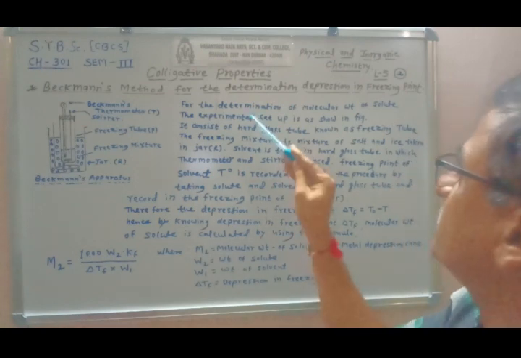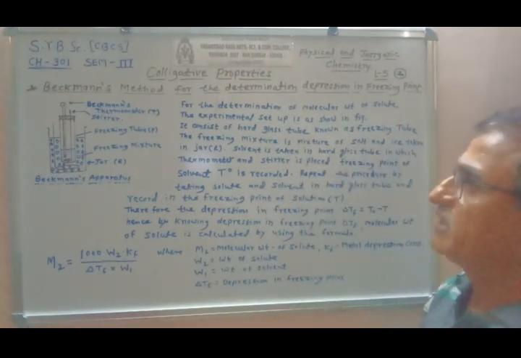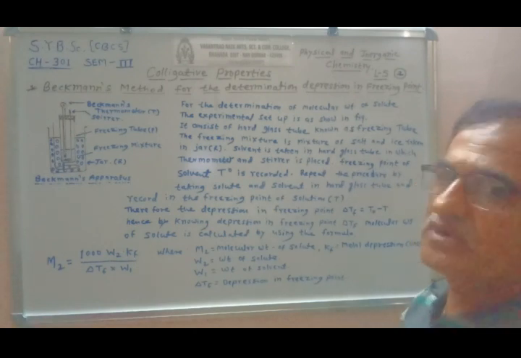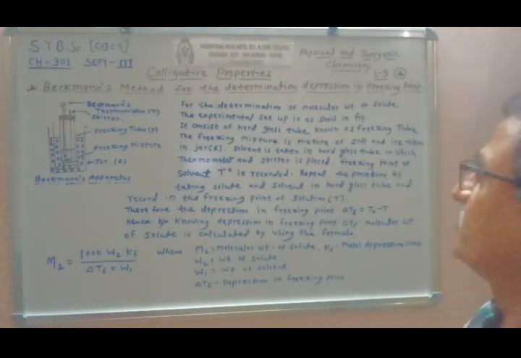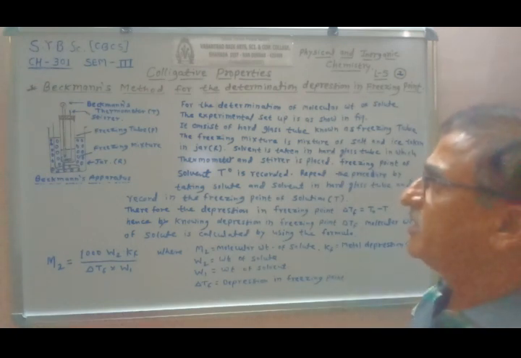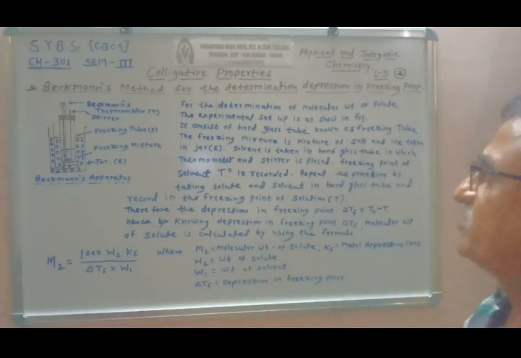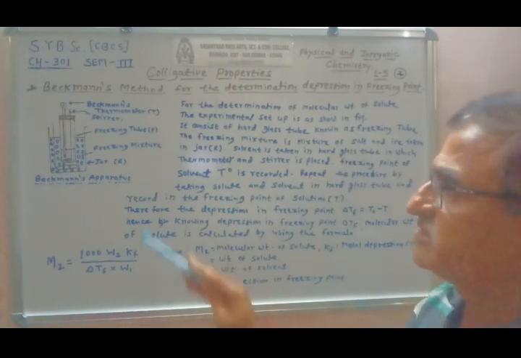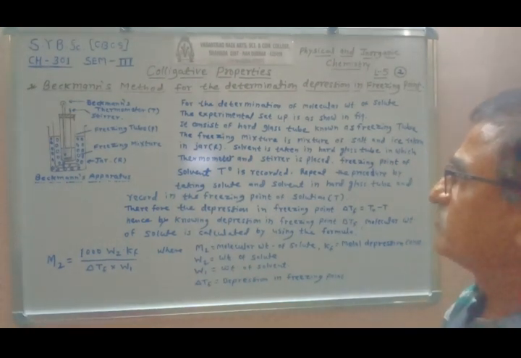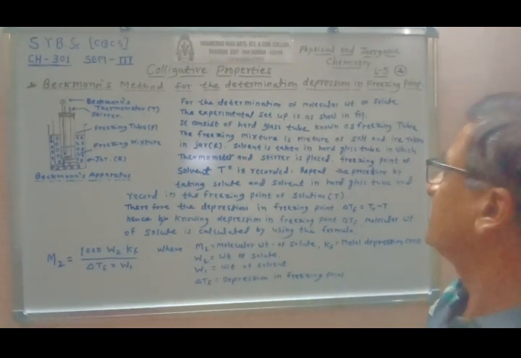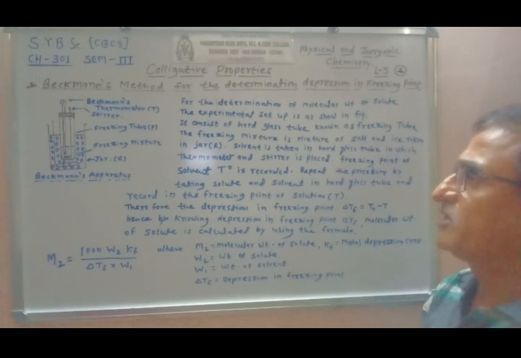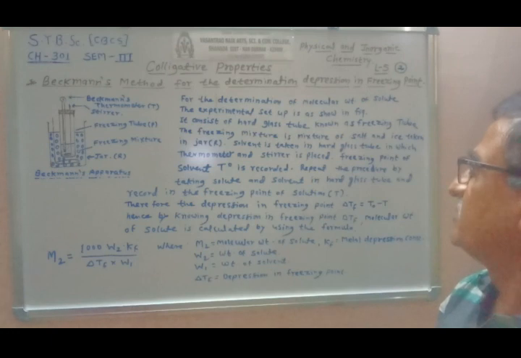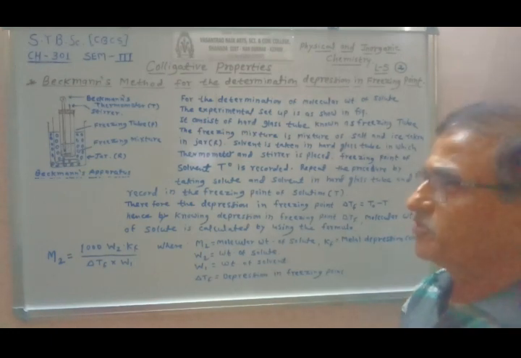For the determination of molecular weight of solute, the experimental setup is as shown in the figure. It consists of a hard glass tube known as the freezing tube, and the freezing mixture of salt and ice is taken in the jar. The solvent is taken in the hard glass tube, in which the Beckmann's thermometer and the stirrer are placed.